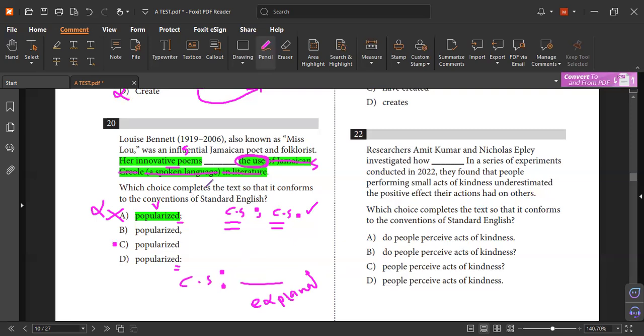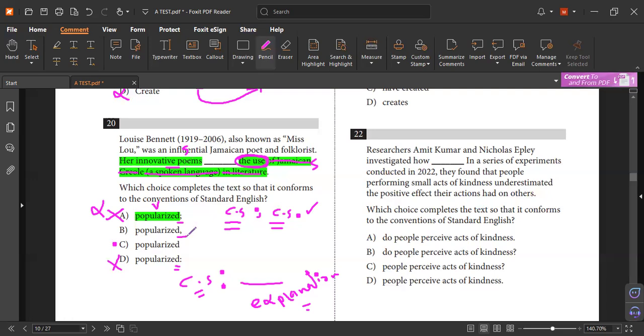Yeah. Are you with me? The internet is not really good. Can you repeat what you said? I mean, before the colon, it must be a complete sentence. But here, before it is complete, her innovative poems popularized. But after, it's not an explanation. So the rule here does not exist. So letter D is wrong.